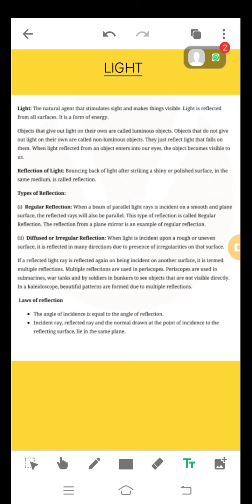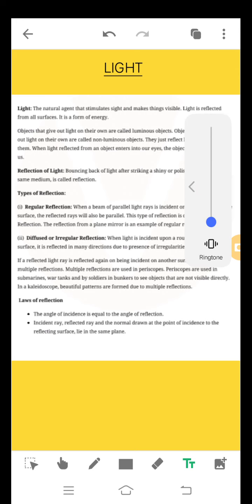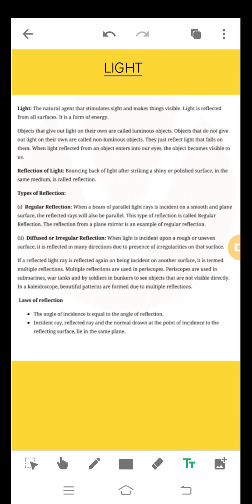When a beam of parallel light rays is incident on a smooth and plane surface, the reflected rays will also be parallel. This type of reflection is called regular reflection. For example, reflection from a plane mirror.